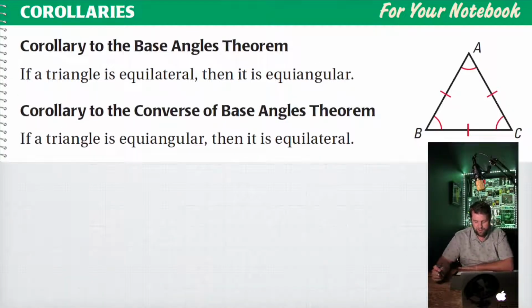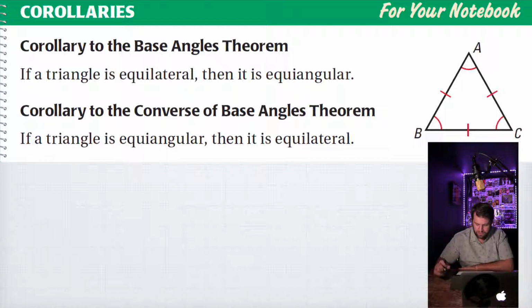Corollary to the base angles theorem. If a triangle is equilateral, then it is also equiangular. So if you have an equilateral triangle, it means that all the angles are also going to be congruent. Which also means that all the angles are going to equal 60 degrees. That isn't stated there, but that's just good to know.